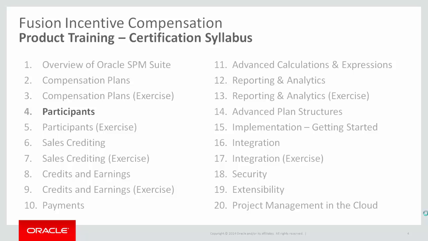So what we're going to do in this section is talk about participants. We also use the word compensated individual. It's basically those resources that either directly or indirectly are tied to or receive a piece of a compensation plan.